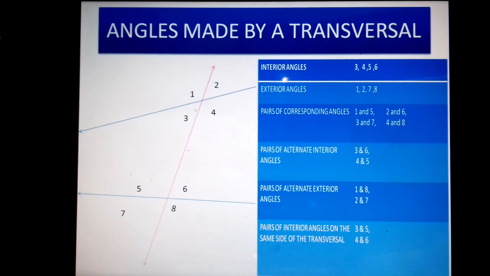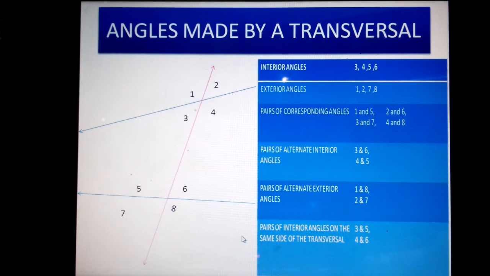Similarly we can also go for alternate exterior angles. See here, if we again take this Z, if I am taking 1, then it is going to be 8. That is an alternate exterior angle. Similarly if I am going for 2, then it will be 7. So 1 and 8, and 2 and 7, these are alternate exterior angles.